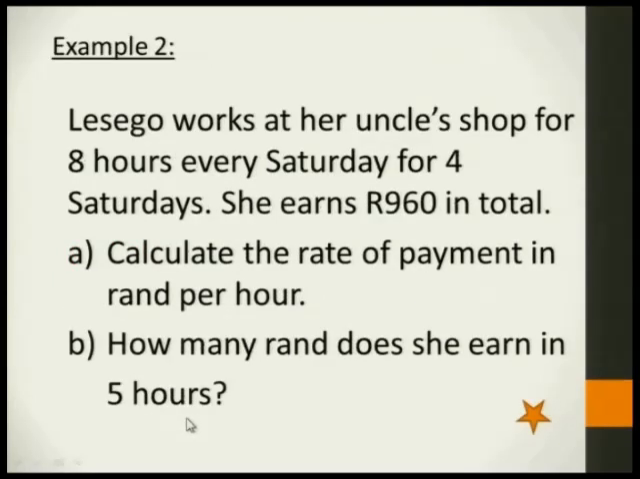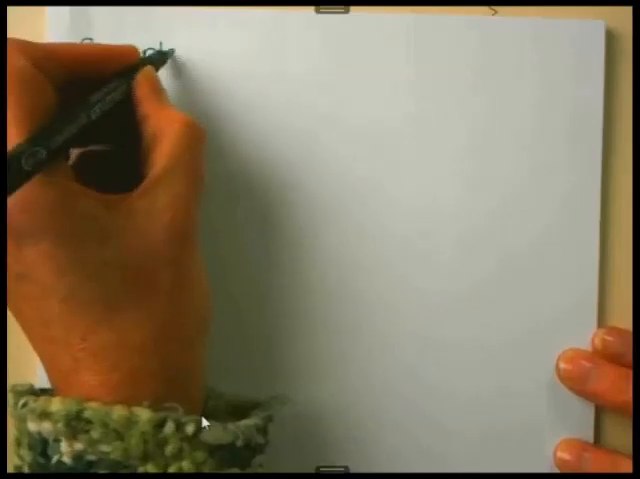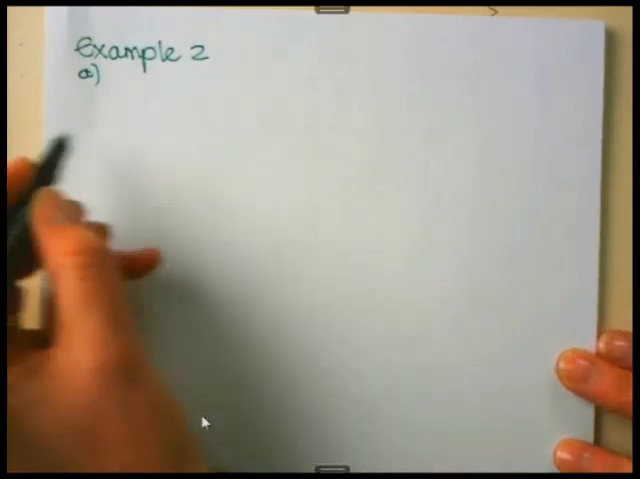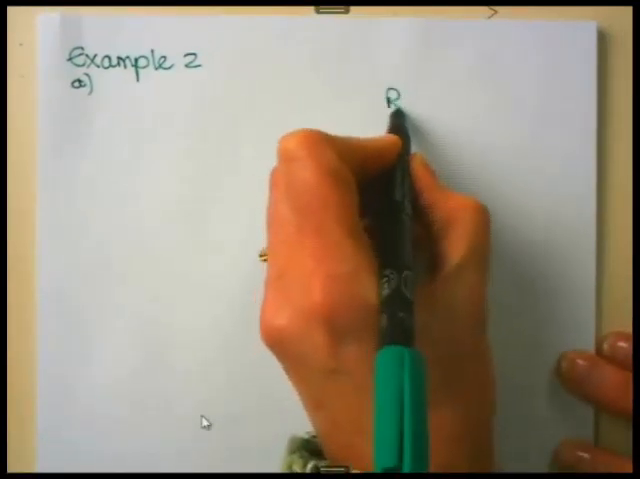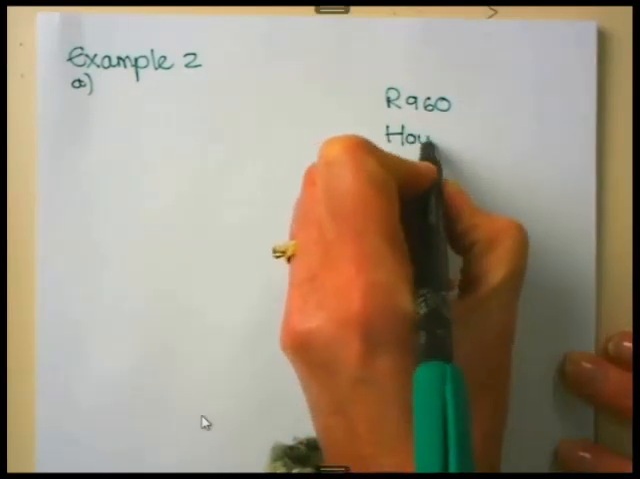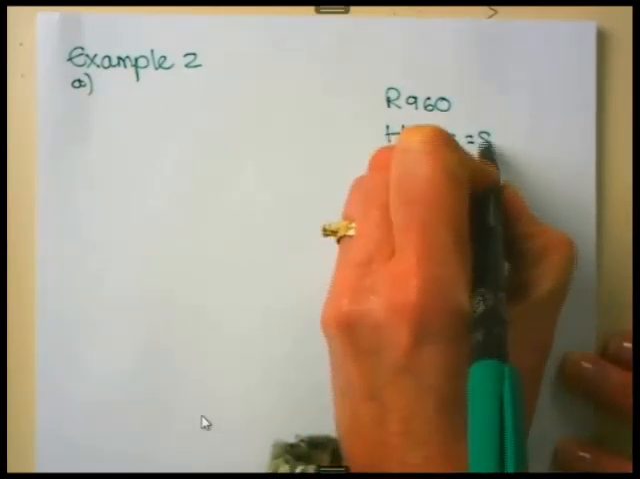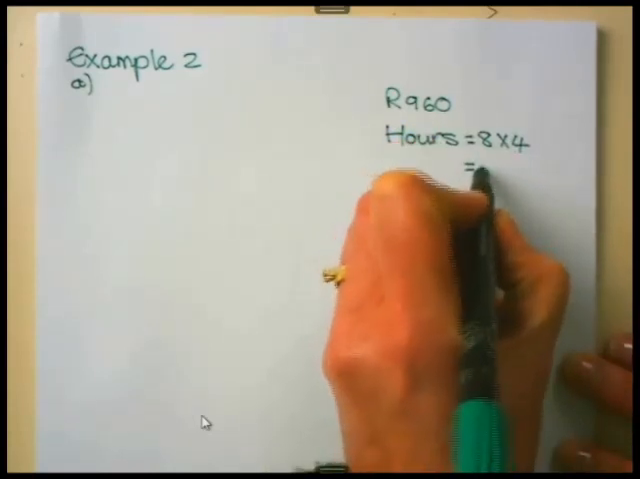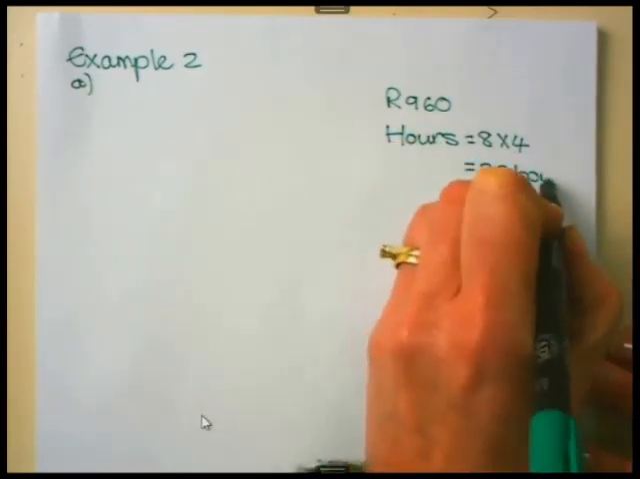Another example here, Lesego works at her uncle's shop for 8 hours every Saturday for 4 Saturdays. She earns 960 rand in total. Calculate the rate of payment in rand per hour. Example 2, let's look here. Rand is 960 rand, and the hours, how many hours does she work? It's 8 hours and 4 Saturdays, so it will be a total of 32 hours.